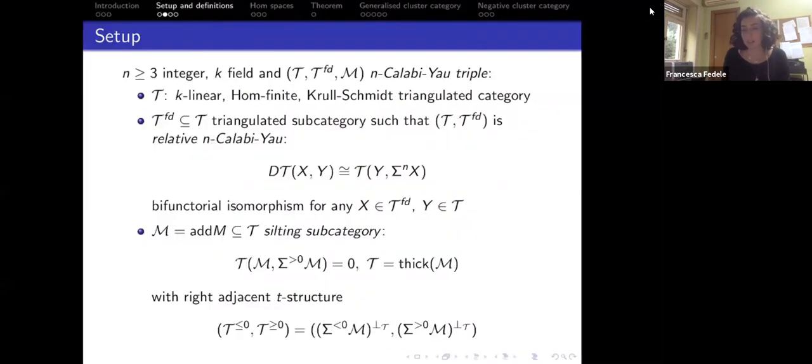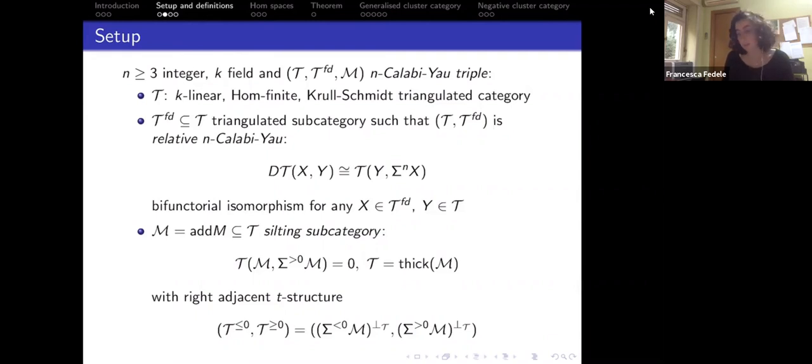And then the last thing we need is that M is a silting subcategory with finitely many indecomposables. You could actually define n-Calabi-Yau triples without this finitely-many-indecomposables condition, and I think you would have to add something slightly more in that case. But I'm focusing on this case.